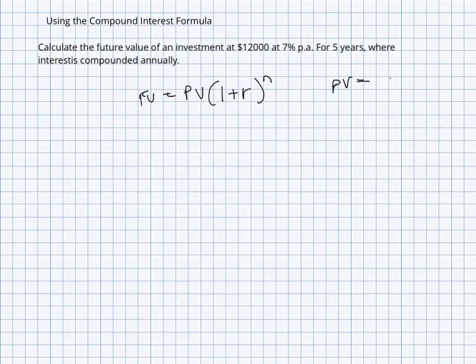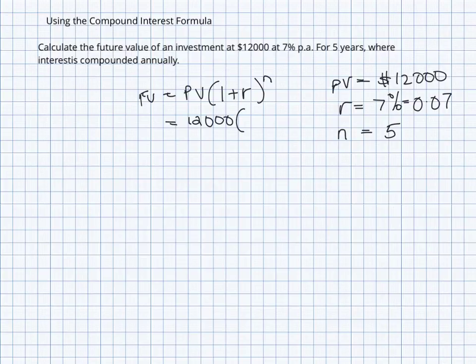The present value of what we've invested is $12,000. Our rate is 7% per annum, which we're going to convert to a decimal, so it becomes 0.07. And our time, which is n, is 5 years. Now we can do it because the interest is only compounded at the end of each year. So we plug these values into our formula. It equals 12,000 times 1 plus 0.07 to the power of 5.